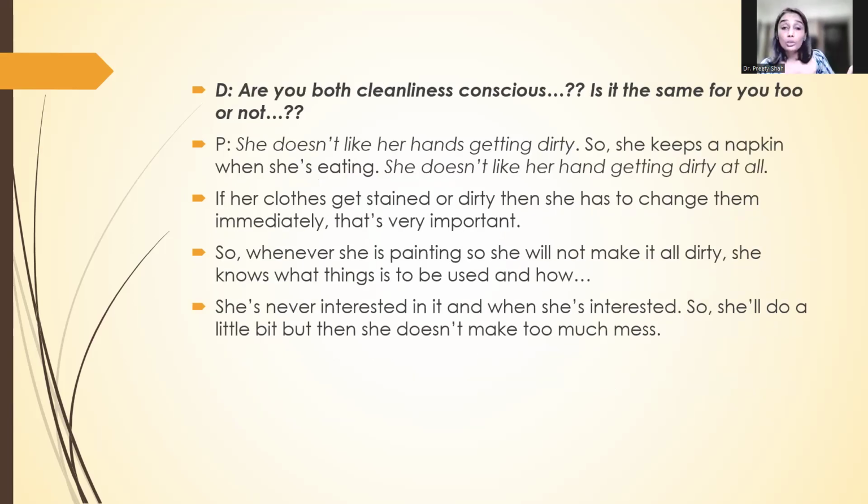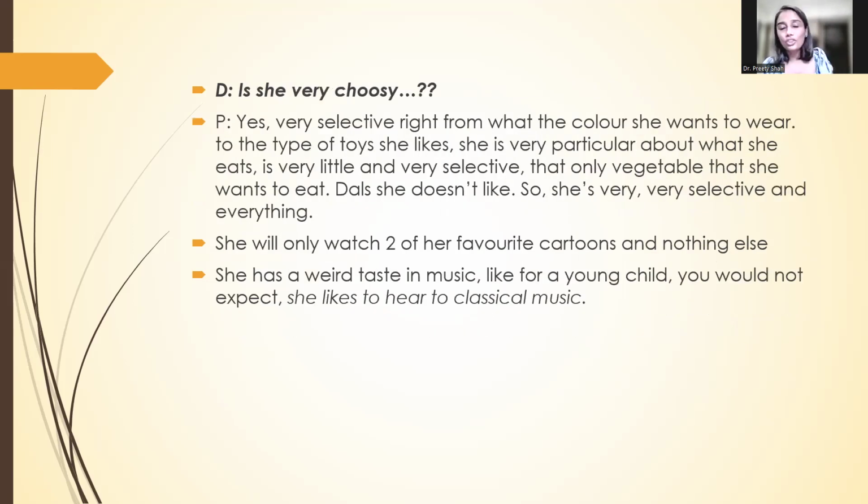Then I asked about cleanliness, the mother and the child. Very, very particular. She says she doesn't like her hands dirty. She keeps a napkin with her all the time. And if her clothes get stained or dirty, she would want to change immediately. If she's painting, she will not make it dirty. She knows how to do it. The lines don't have to go outside, the color doesn't have to spill over. So she doesn't like messy. She's very, very particular cleanliness-wise, and also perfection, in a way. There's a lot of perfection in her.